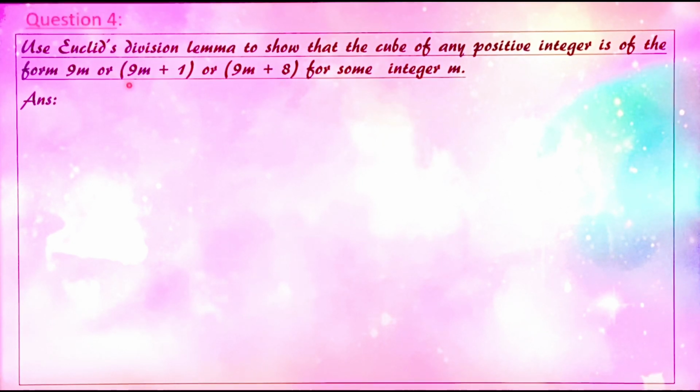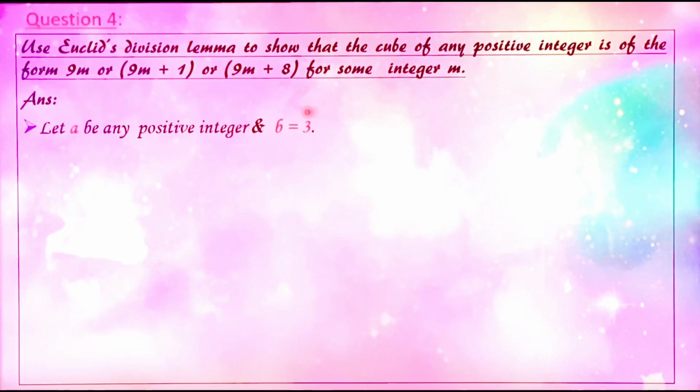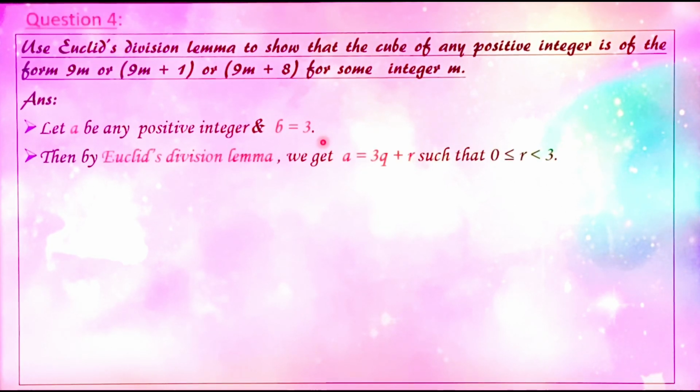Here, the divisor given is 9, but 9 is a multiple of 3. So, instead of 9, we can take 3 for applying the lemma. Let a be any positive integer and b is equal to 3. Then, by Euclid's division lemma, we get a is equal to 3q plus r, where 0 is less than or equal to r less than 3. Now, the possible remainders are 0, 1 or 2.